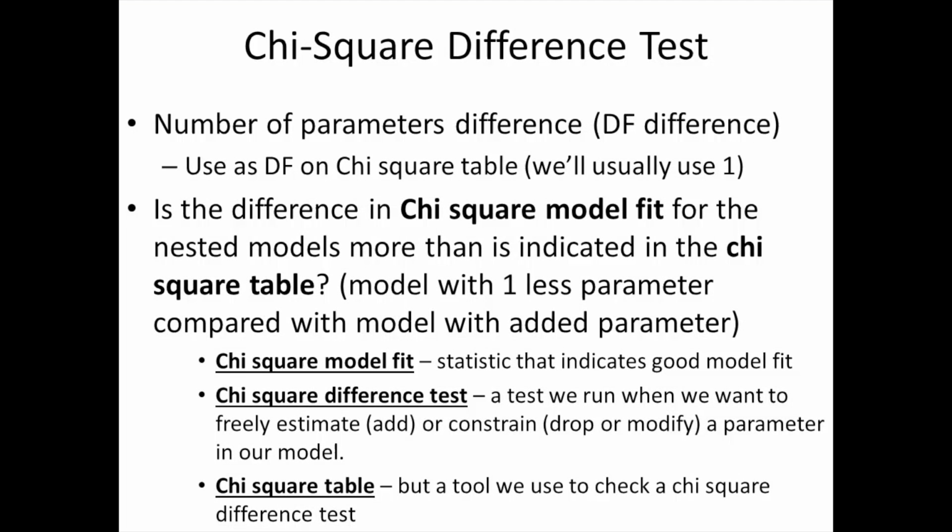Okay, so we have a chi-square model fit. This absolute model fit asks, does our model that we've specified fit the data? Then we have this chi-square difference test that's used to test nested models to see if one with constraints is significantly worse than the one without constraints. And then we have a chi-square table that we use with degrees of freedom or parameters difference to make that comparison.